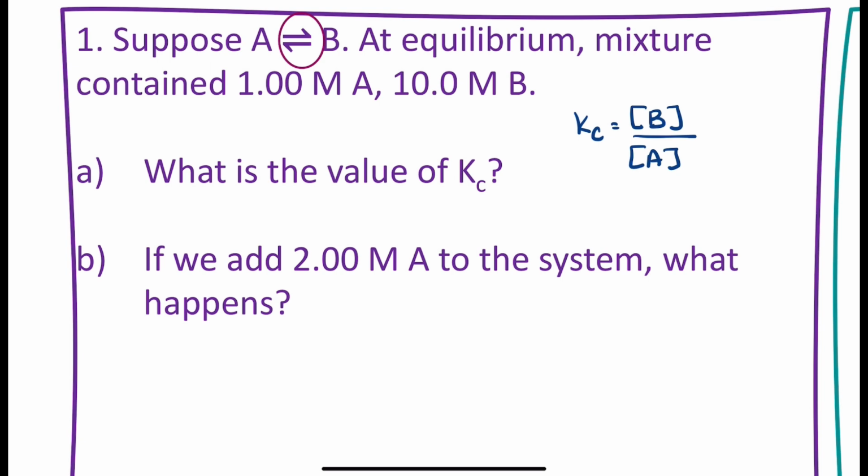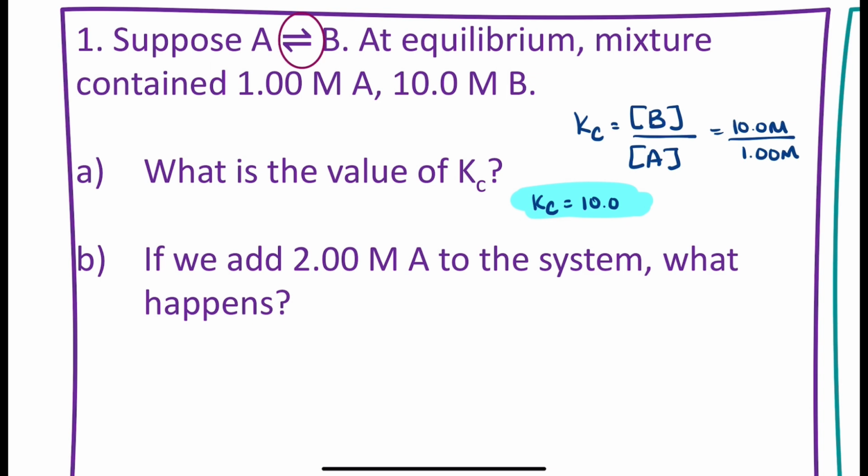Now it tells me that my molarity of B is 10 molar and my molarity of A is 1 molar. So my Kc value is just 10. Again, there's no units on Kc, okay? Even if there was, they would have canceled out nicely here, but they won't always cancel out nicely. And so there's no units on Kc, no units on Kp, no units on these Ks for equilibrium.